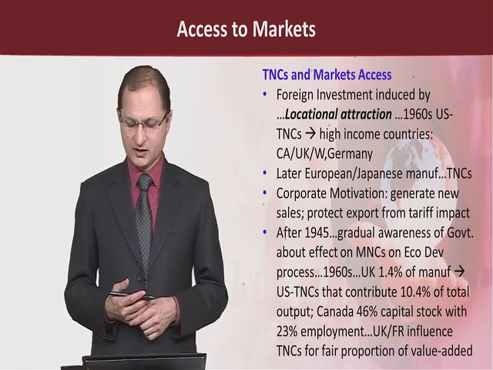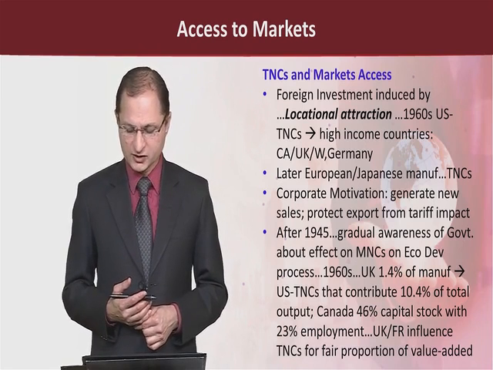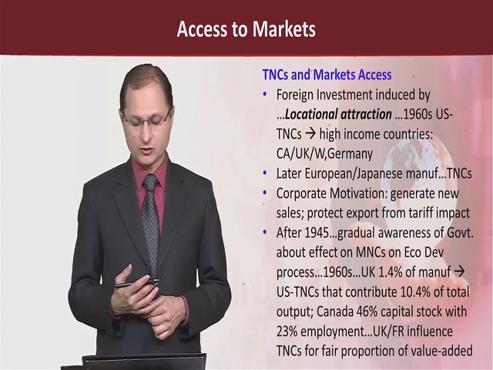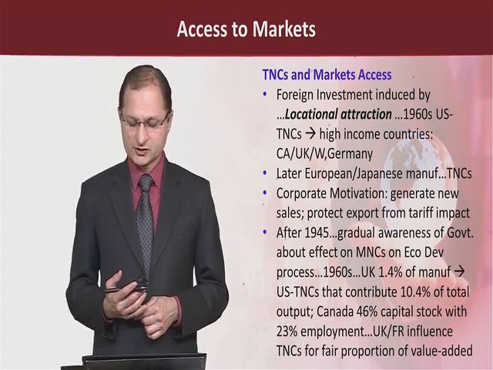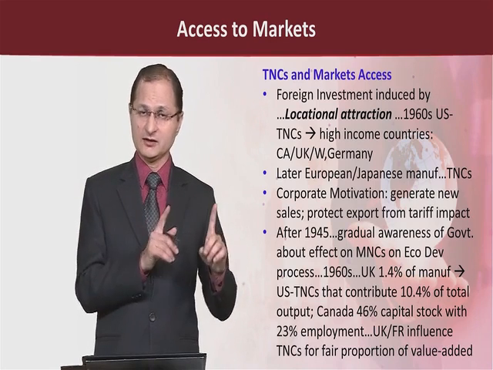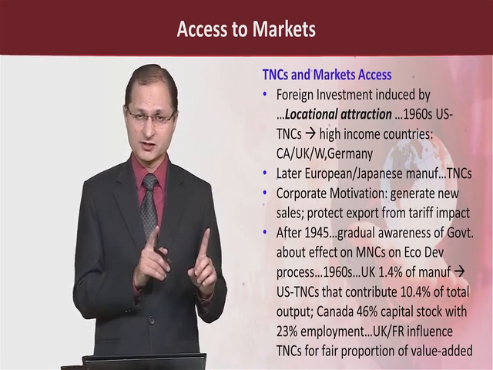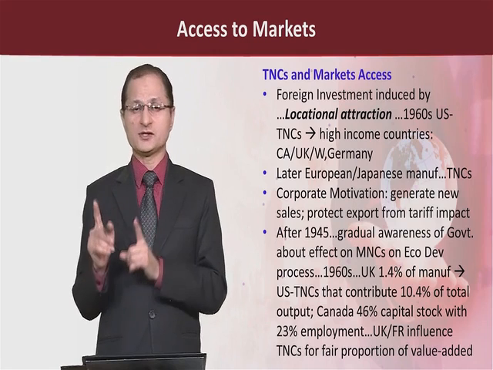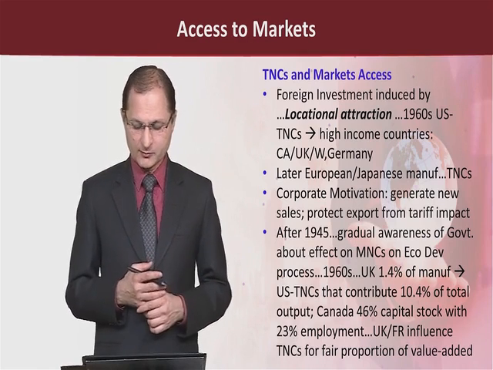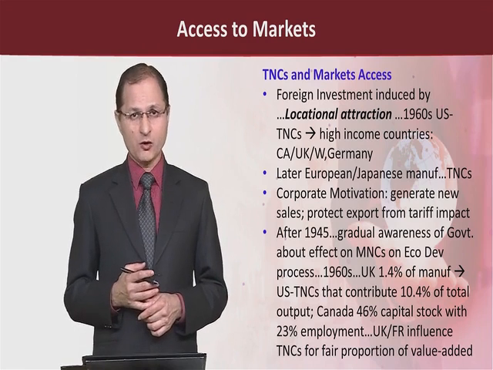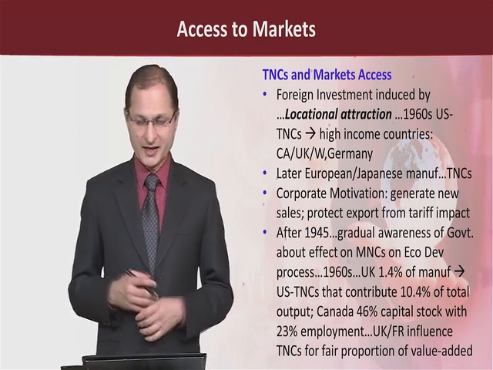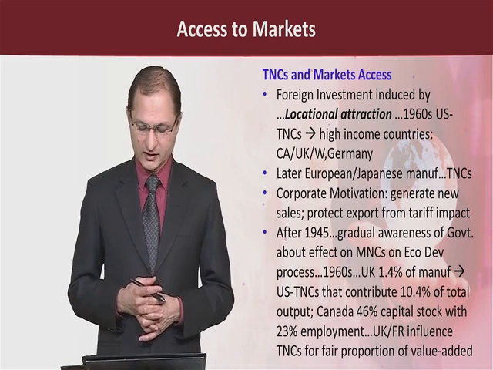In the 1960s, what was observed was that the UK had 1.4% of manufacturing made by United States transnational corporations, which contributed 10.4% of the total output. So 1.4% of manufacturing was controlled by United States transnational corporations in the UK, and they generated 10.4% of the total output, a bit more output than their share of control. And in Canada, 46% of capital stocks belonged to them, with only 23% of employment generated or contributed. So those kinds of differences were observed over time, along with their impact.